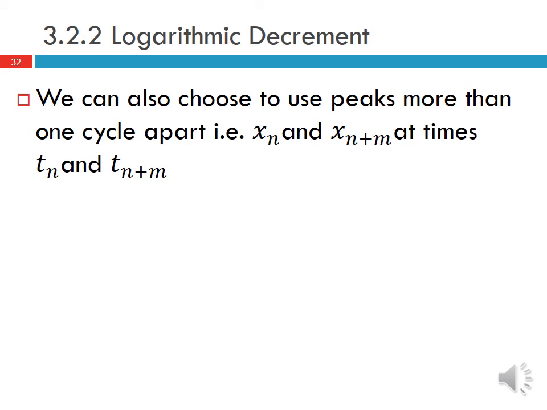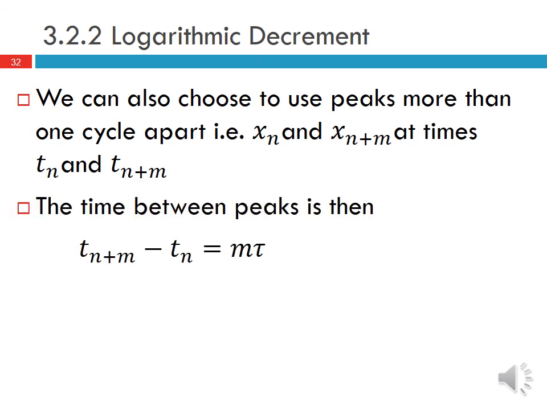This was derived for peaks T1 and T2, or X1 and X2, but we can actually use any two peaks. So they can be more than one cycle apart. We could have Xn and Xn plus m at times n and n plus m respectively. Sometimes if the oscillation is going too fast and it's hard to pick off two peaks in a row, we can take peaks that are separated a little bit farther. So here, the time between the two peaks is now m tau, so it's going to be m periods long.